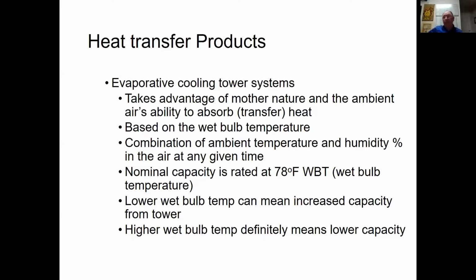If the wet bulb temperature is above 78 degrees, the capacity of that tower cell or that system is going to decrease. And at 79-degree wet bulb, 1 degree above 78, you're actually going to experience a 10% derate in the capacity or the ability of that tower to reject heat into the ambient air.